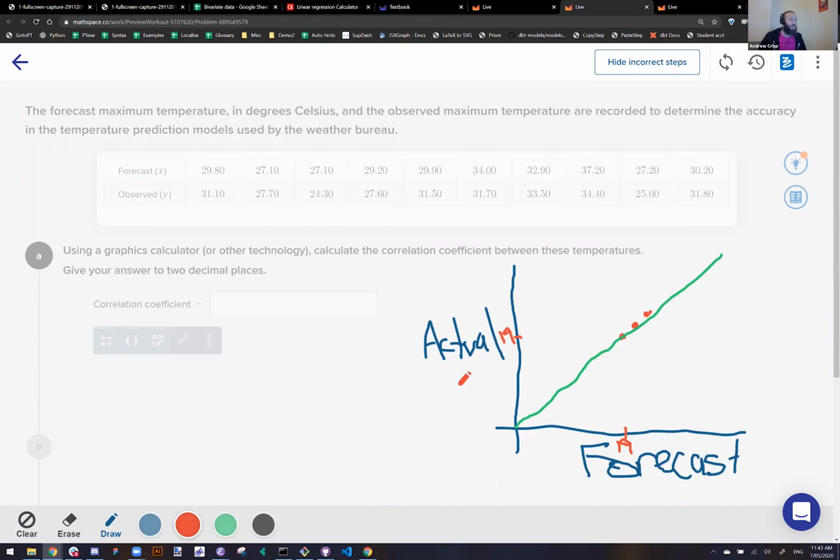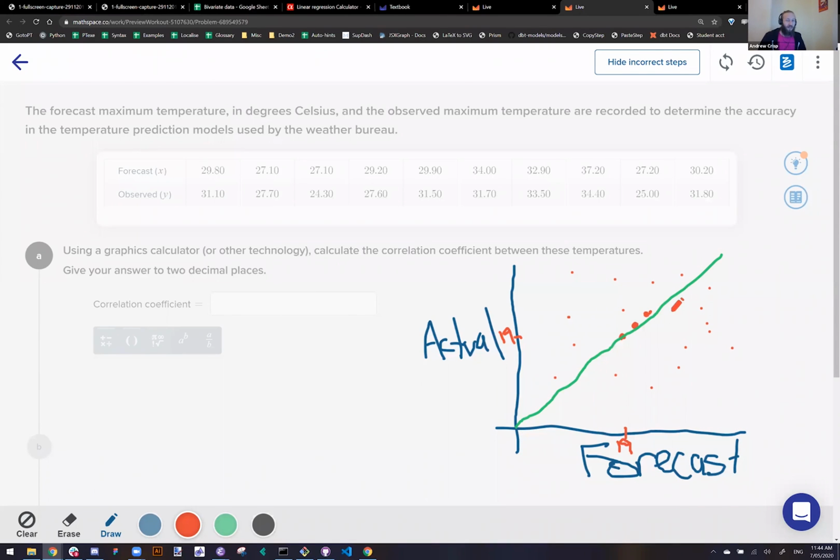But let's say we have a rubbish weather bureau. What would that look like? Well, that's when the points are all over the place. They say it's going to be 30 degrees and it turns out to be 15 degrees. That's that point. They say it's going to be 5 degrees and it turns out to be 50 degrees. That's up here. And we've got points all scattered around. If points are scattered around, we know that the forecast is not good.